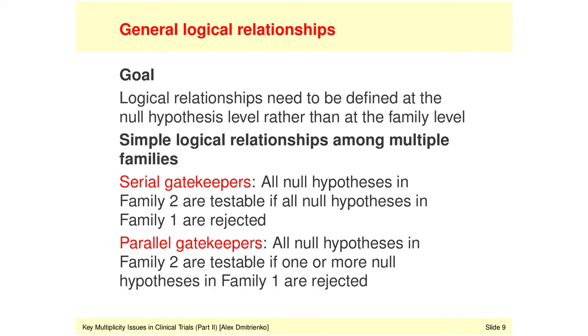And with parallel gatekeepers, the restrictions are also applied at the family level. We're not referring to the individual hypothesis, we also refer here to hypotheses in family 2 or in family 1. They're considered as if they are treated together, not separately. And as you can see, when we formulate those serial or parallel gatekeeping procedures, we are not going to.